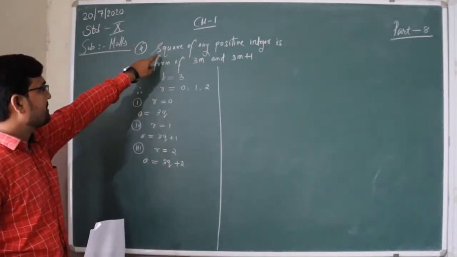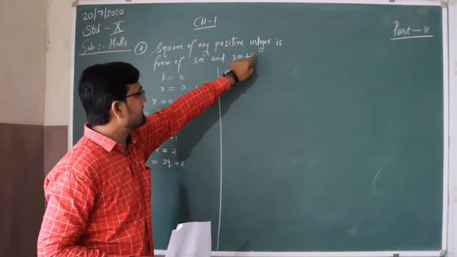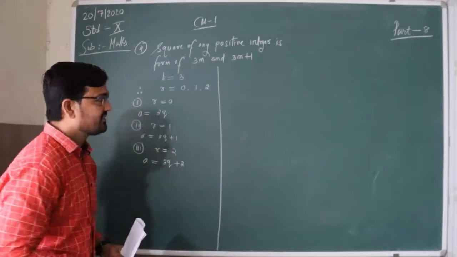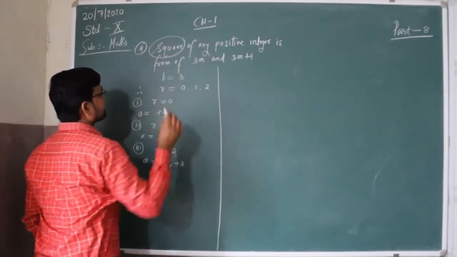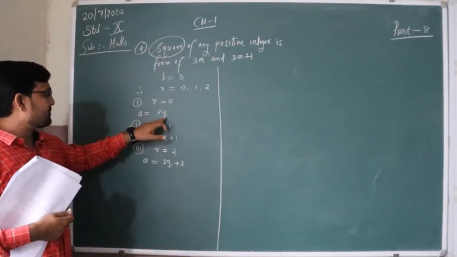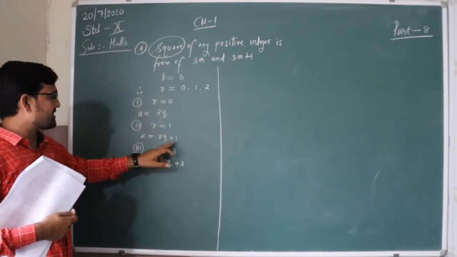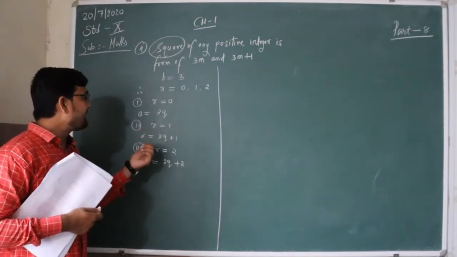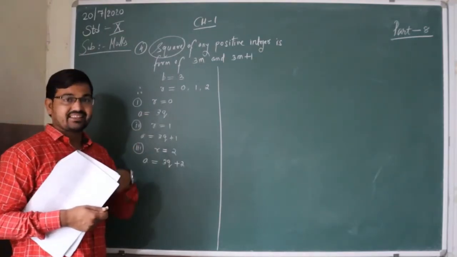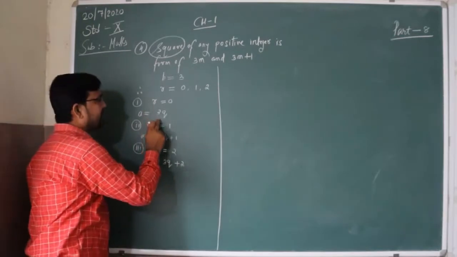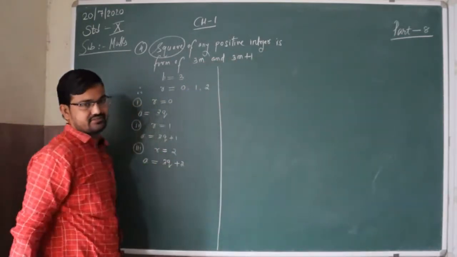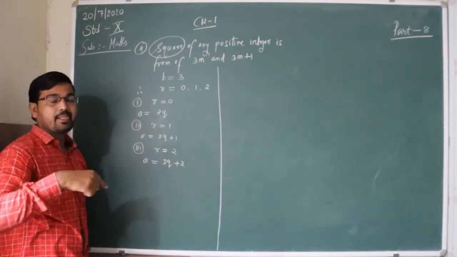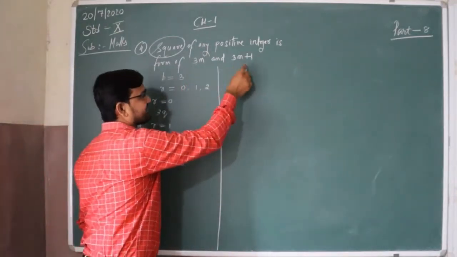See the question: square of any positive integer is of the form 3m or 3m plus 1. Here a is equal to 3q, a is equal to 3q plus 1, a is equal to 3q plus 2. So what we need to do is square these and then convert this form into 3m or 3m plus 1. We will do all these three, first, second and third, one by one, and convert each into the form of 3m or 3m plus 1.